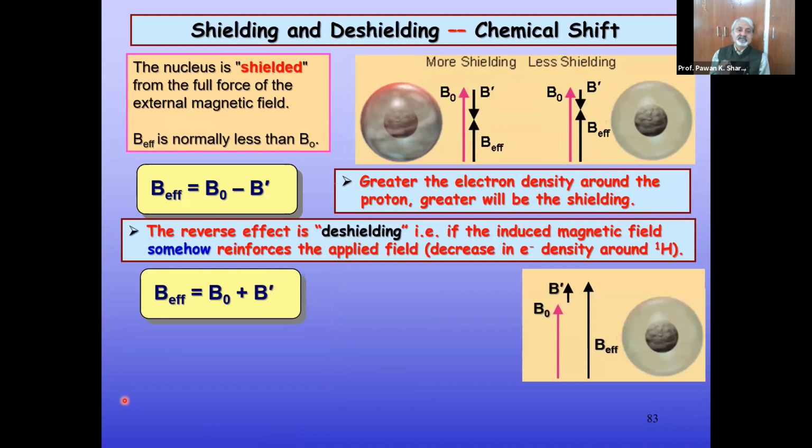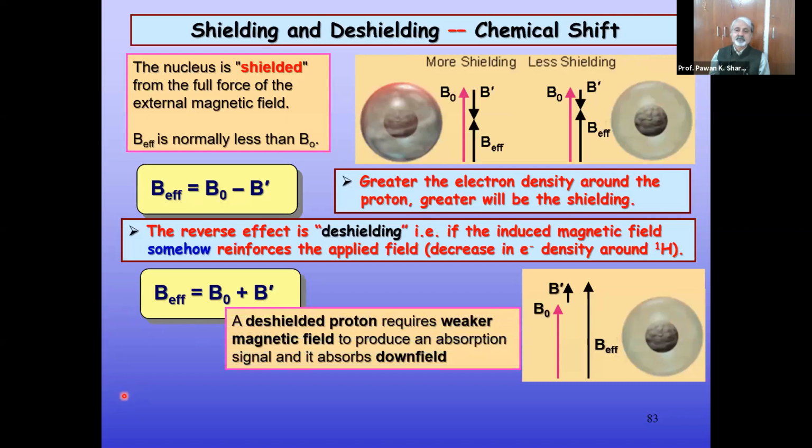That is, if the induced magnetic field somehow reinforces the applied magnetic field, somehow, because this is not a case of de-shielding, although many books describe it as a case of shielding and de-shielding. If the induced magnetic field somehow reinforces the applied magnetic field, then it is a case of de-shielding. That means for de-shielding, B effective is equal to B0 plus B prime. And a de-shielded proton requires a weaker magnetic field to produce an absorption signal, and it absorbs downfield.